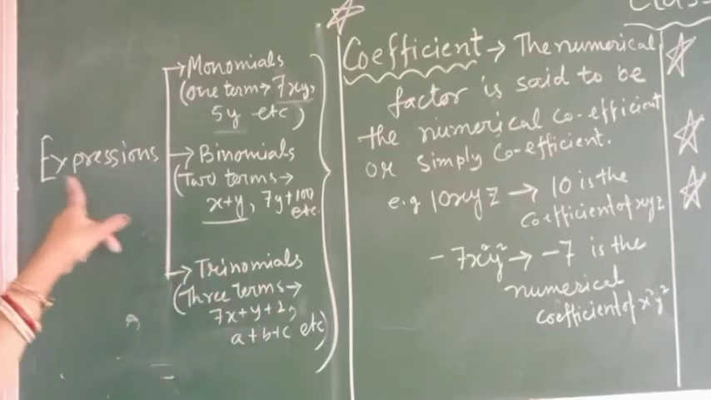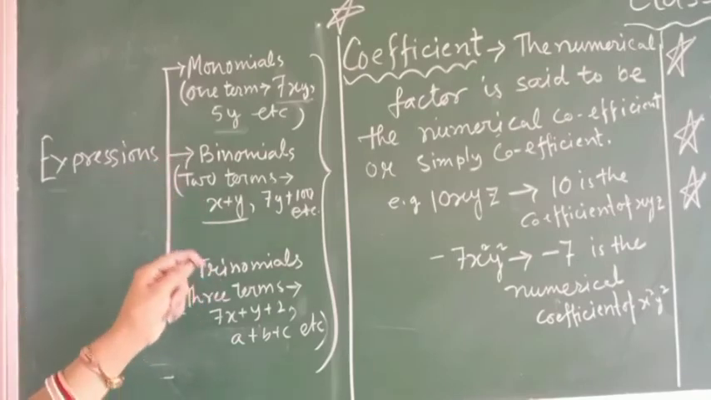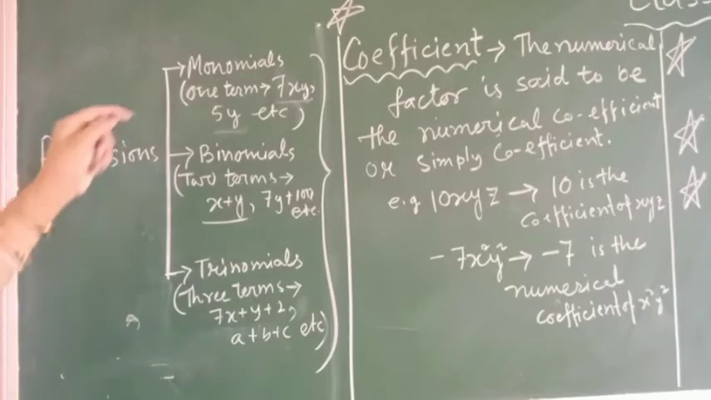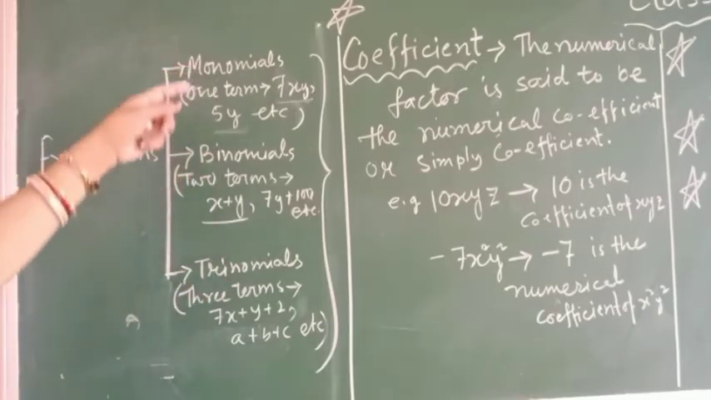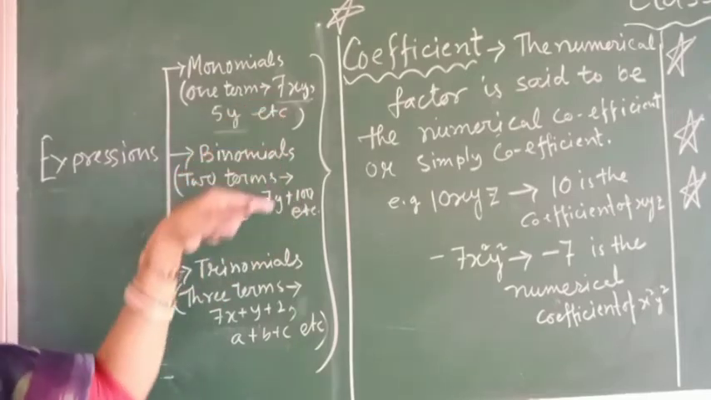So expressions can be divided into three categories: monomials, binomials, trinomials. Sometimes you can see polynomials also, but all the monomials, binomials and trinomials, generally we can say they all are polynomials. Okay. So in general, an expression with one or more terms is called a polynomial. Thus, monomial, binomial, trinomial, all become polynomials.